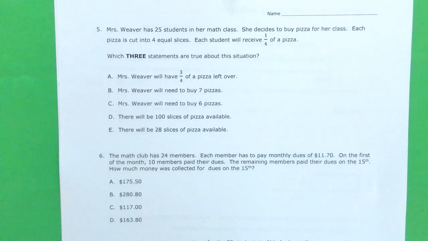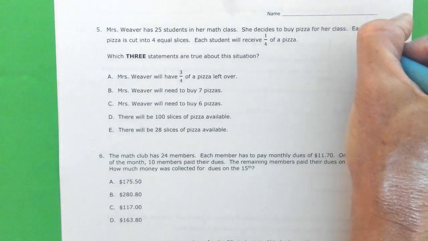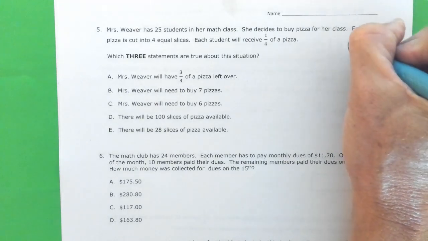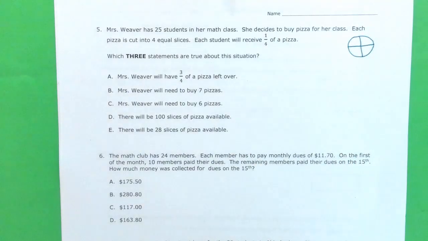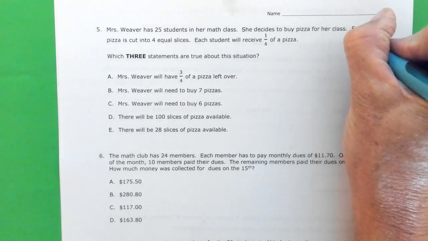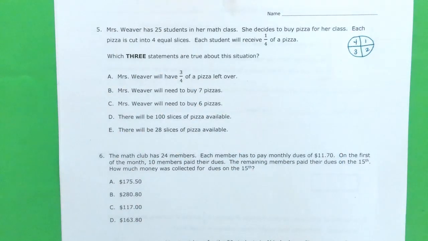Mrs. Weaver has 25 students in her class. She decides to buy pizza for her class. I want to do that. Each pizza is cut into 4 equal slices. So imagine pizza. I've never seen it cut into 4 equal slices, but I guess it could be if you asked. Each student will receive 1/4 of a pizza. So this would be 1, 2, 3, 4 students per pizza.